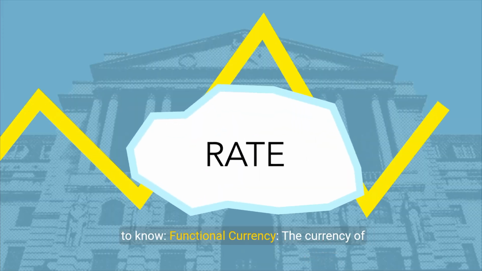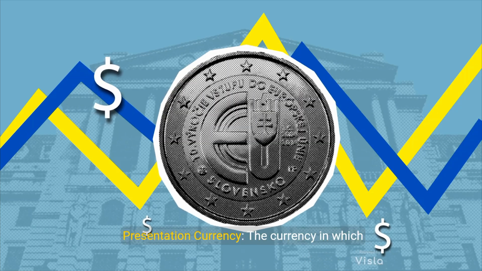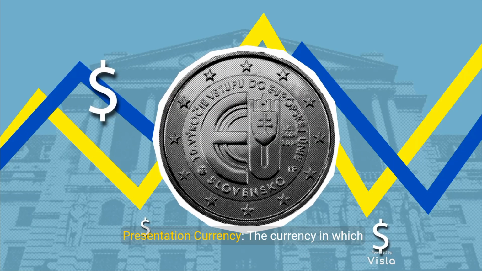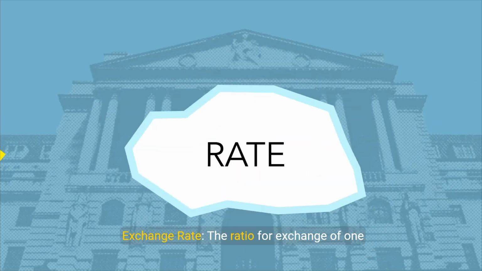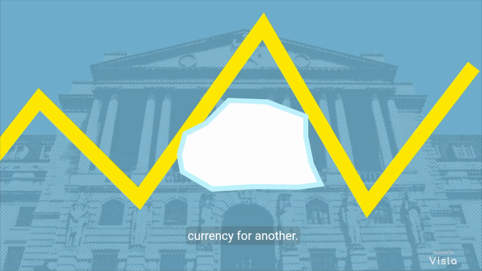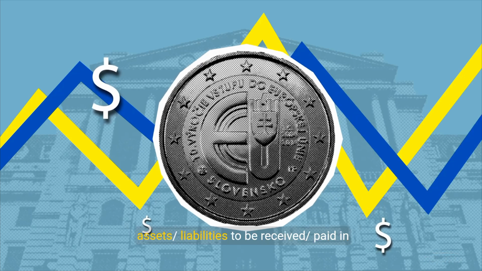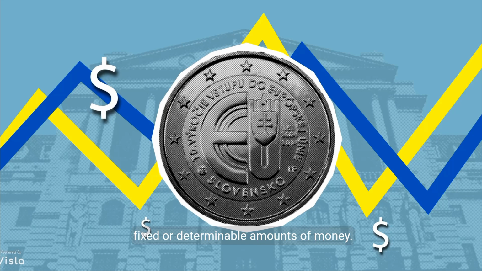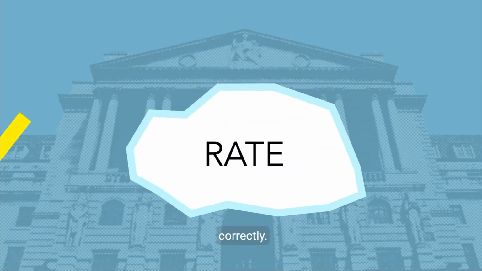Functional currency, the currency of the primary economic environment in which the entity operates. Presentation currency, the currency in which financial statements are presented. Foreign currency, a currency other than the functional currency. Exchange rate, the ratio for exchange of one currency for another. Monetary items, units of currency held and assets and liabilities to be received or paid in fixed or determinable amounts of money. Understanding these is essential to apply IPSAS 4 correctly.